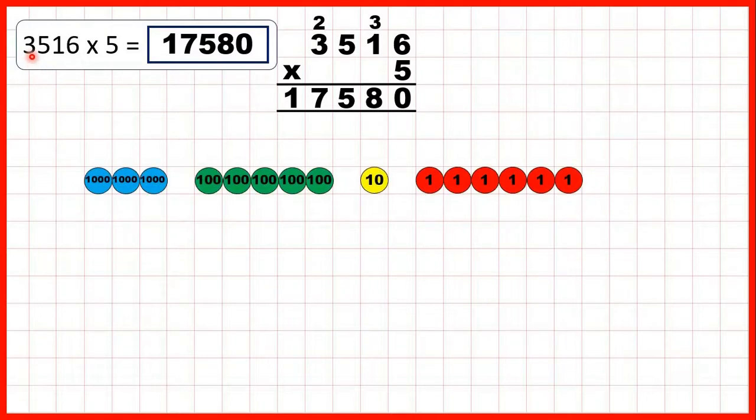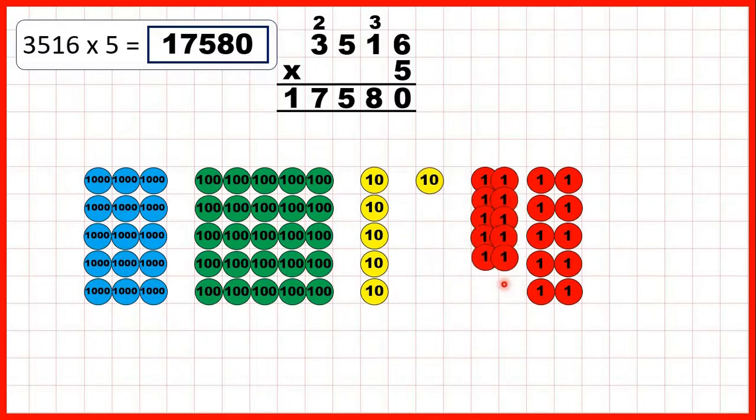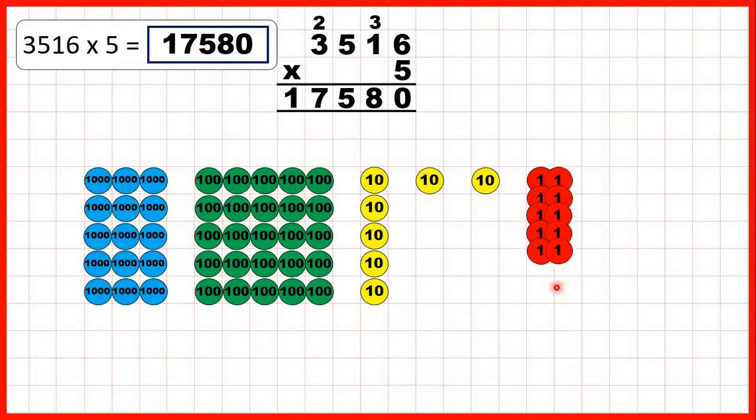Then we had 3,516, so that's 3 thousands, 5 hundreds, 1 ten, and 6 ones. We were multiplying by 5, so we can show what we have 2, 3, 4, 5 times. But now we need to do some regrouping. We have 30 ones, but we can regroup those ones into 3 tens. And that's why we write 3 above our tens column and 0 in our ones answer line, because we don't have any ones now that we've regrouped.